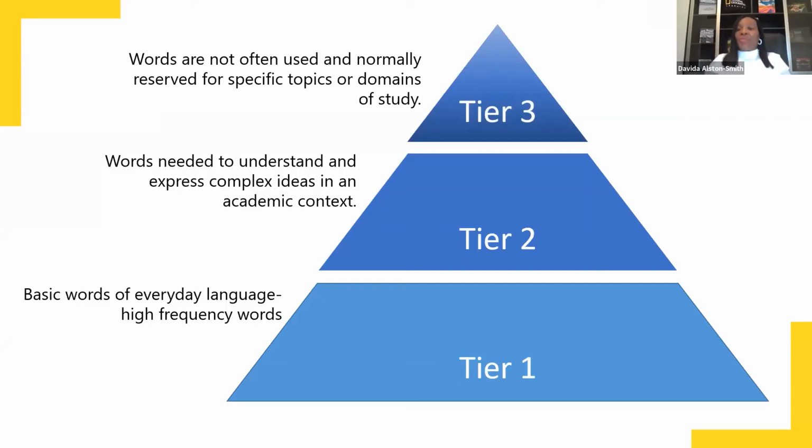And then tier three. This is something students may not come in contact with every day, but especially as they move into secondary, these are words that are in a specific topic or a domain of study, okay? The words that students need to know if they're in a physics class or a chemistry class, that's really just a domain of study. So this is how we look at vocabulary and how we need to make sure that we're teaching vocabulary within our classroom, in a balanced literacy classroom.